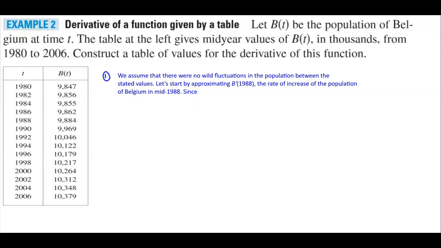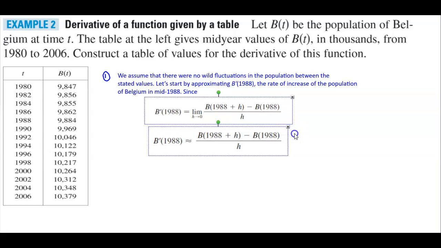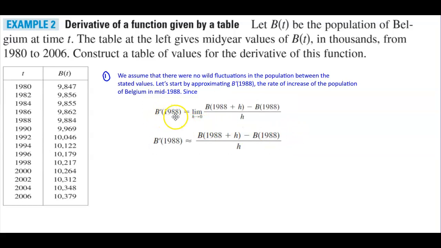Therefore, since the definition of the limit that we've seen from the beginning of this section, we are looking at the following formula. We have b prime of 1988, which is equal to the limit as h approaches 0 of b of 1988 plus h minus b of 1988, divided by h. Now, the second part we're going to deal with says b prime of 1988 is an approximation. So this means that we're dealing with the smaller values of h.